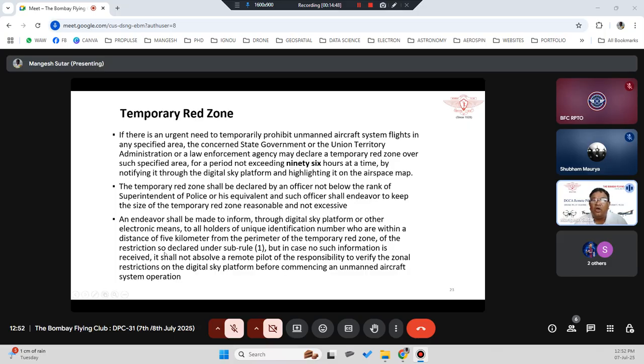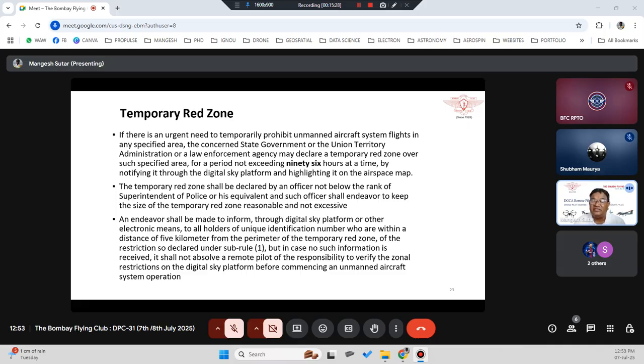It says that it shall not absolve a remote pilot of the responsibility to verify the zonal restrictions on the Digital Sky platform before commencing unmanned aircraft system operations. That means at the end of the day it is the remote pilot's duty to check the status of the zonal restrictions. Even though our site is authorized for flying and training, when we start our flying on day 4, I will make sure I check on the Digital Sky platform whether there are any restrictions or not.